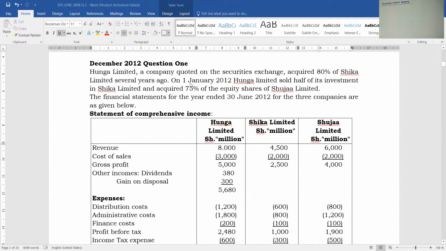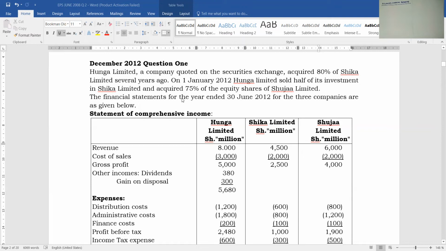Which means that Shika changed from being a subsidiary to an associate, because you know that an associate is an investee company acquired by the parent between the percentage of 20 to 49. So now since 80% has been disposed by half, it will remain to be 40. And the 40 will lie between the percentage of 20 to 49. So we'll say that for Shika, there's a period it will be a subsidiary, and there's a period it will be an associate. So these are disposals which are partial, where the subsidiary changes to be an associate.